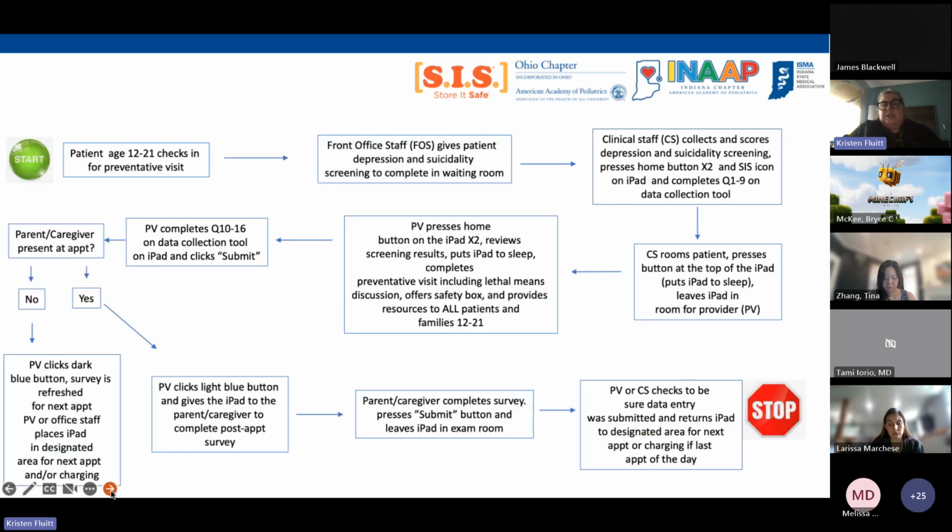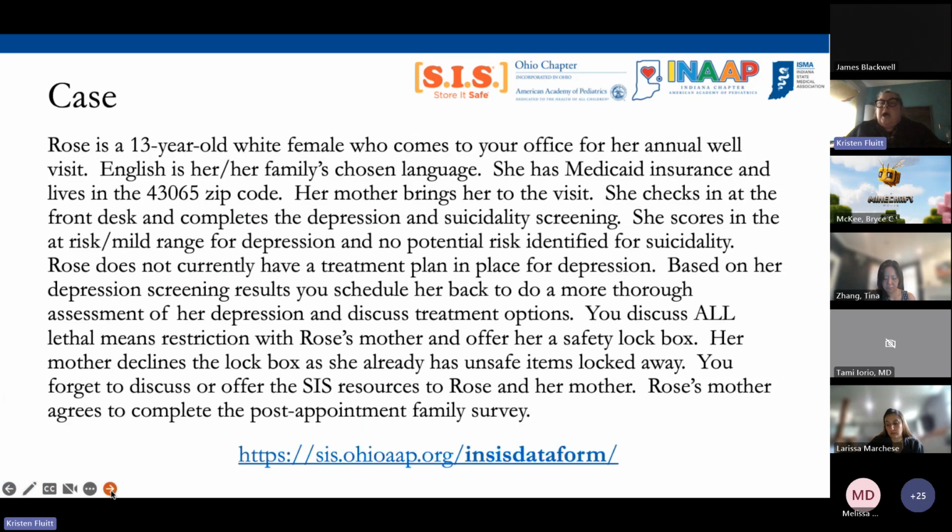And again, this is just an example of all of that put together in one flow. So I'm going to stop there and just see if there's any questions before we go through a case, and then I actually show you data entry. Liz, do we have any questions in the chat?